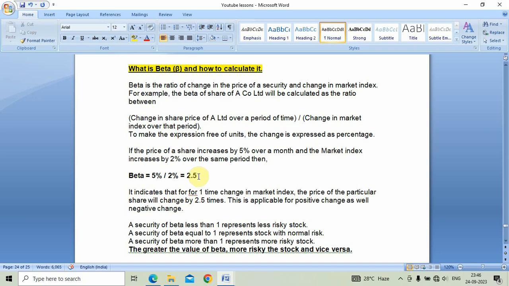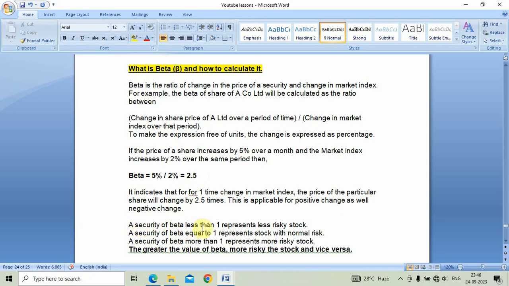If the market index increases by 1 time, then the price of the share will increase by 2.5 times.